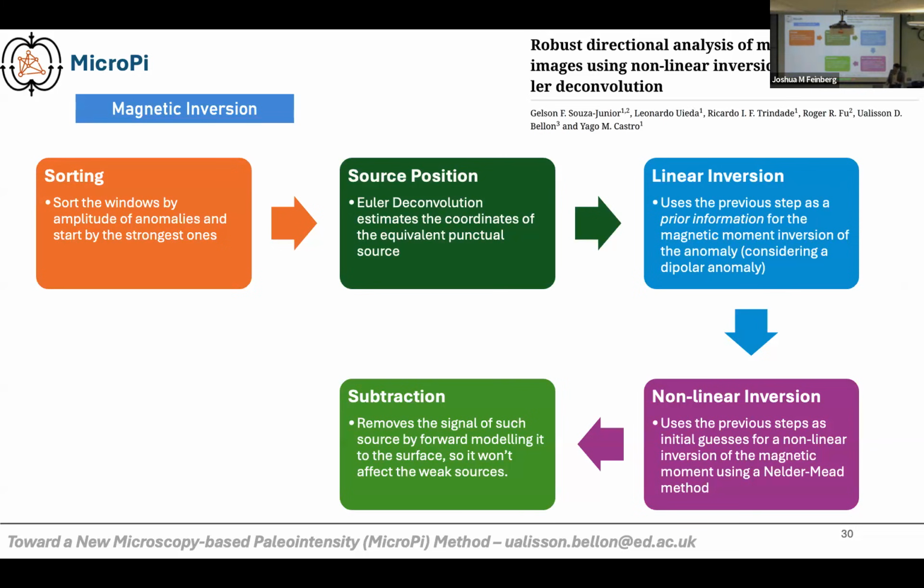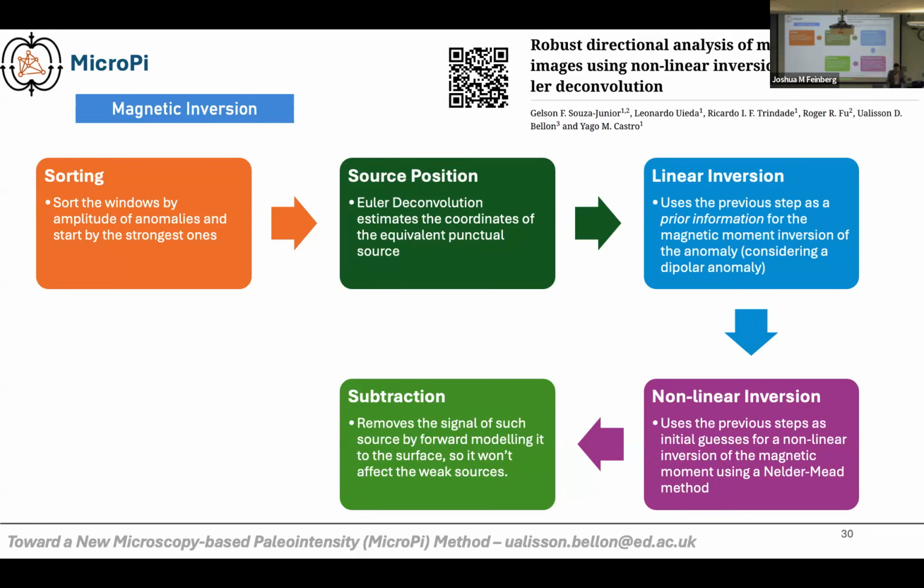We take a different approach, in which we first sort all of the windows, all of the anomalies, by intensity: the ones that are strongest and the ones that are weakest. Then we run the source position detection, which is an Euler deconvolution algorithm. Basically, what it does is, from the signal you've seen on the surface, calculate the position of the source that's generating that anomaly on the surface. So it's also a linear inversion.